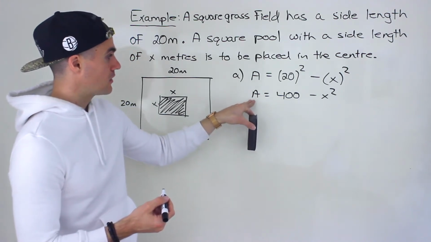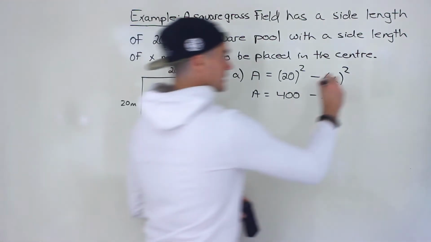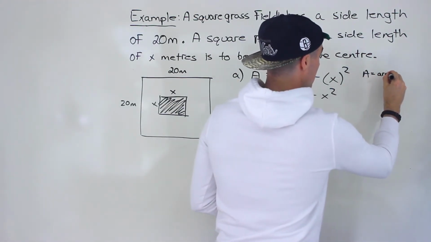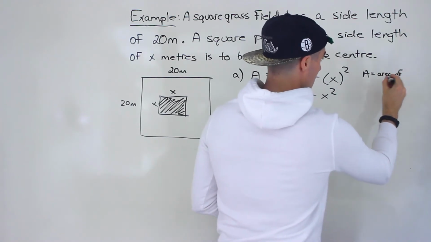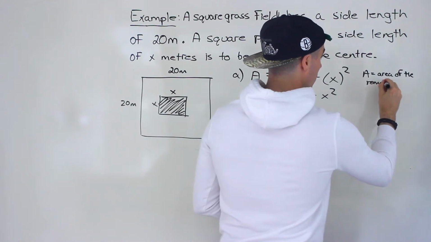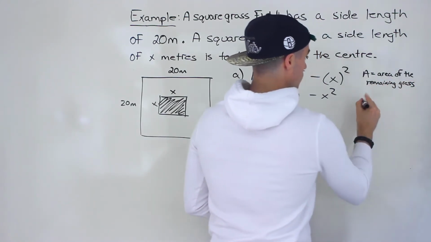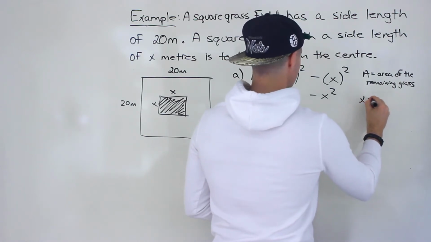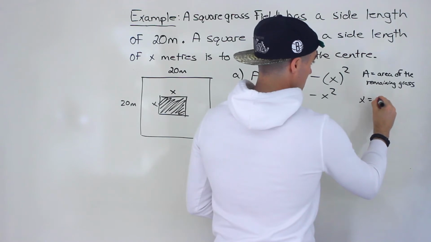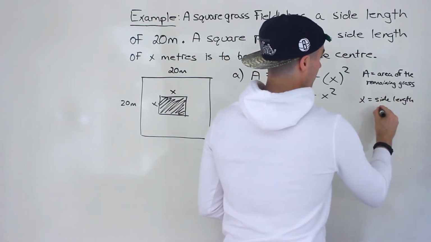For the area, remember this A here, let's maybe actually write this down. So the A represents the area of the remaining grass. It's a good habit to just write out the descriptions of these variables. And then X, we're given in the question what X represents, but let's just say it's the side length of the pool.